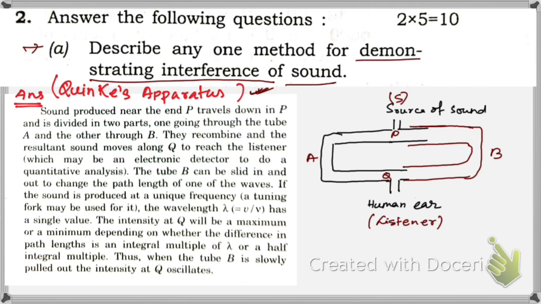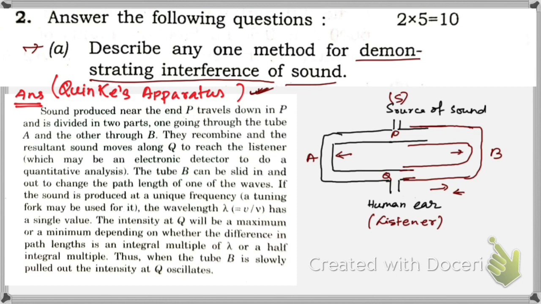Here you see it consists of 2 U-shaped tubes. This is A and this is B. This tube A is fixed, and this one can be adjustable. That means tube B can be slid over A. It can be pulled out, then pushed in, like that.